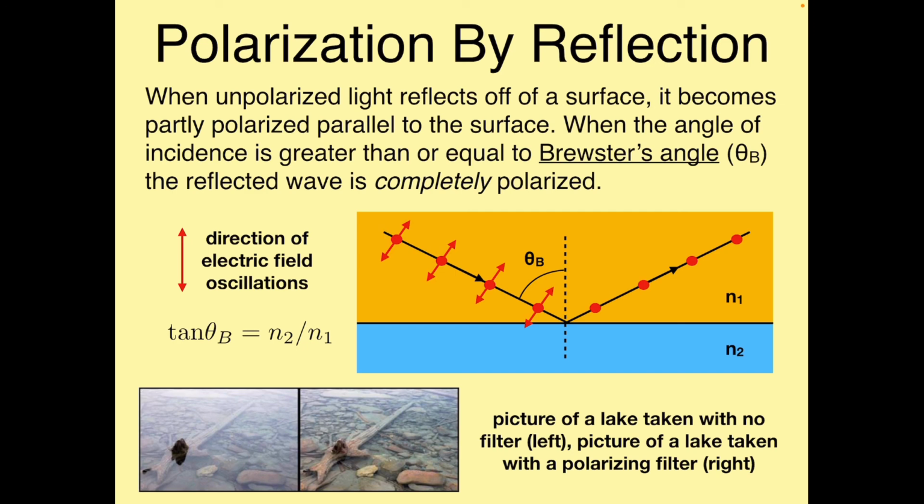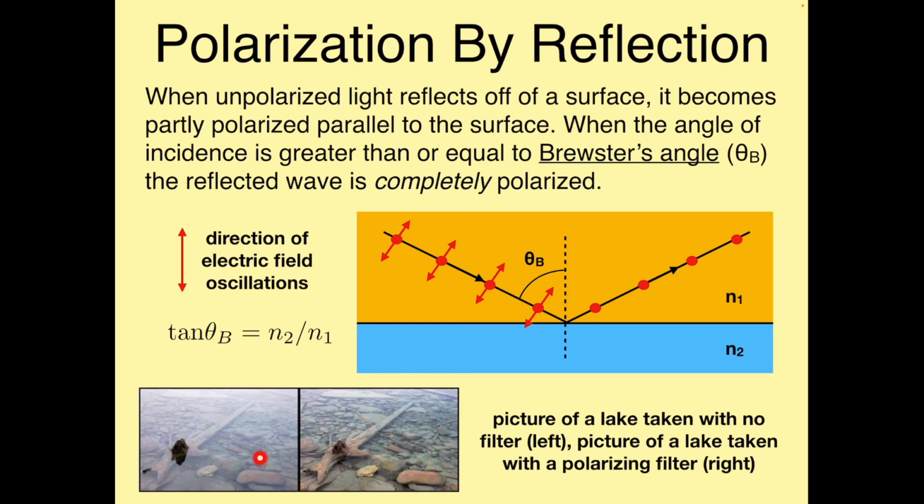So one really clear example of polarization by reflection is shown down here. We have two different pictures of the same lake. One of them, the one on the left, is taken with no filter in front of the camera. The other one is taken with a polarizing filter placed in front of the camera. Now the difference is pretty clear.